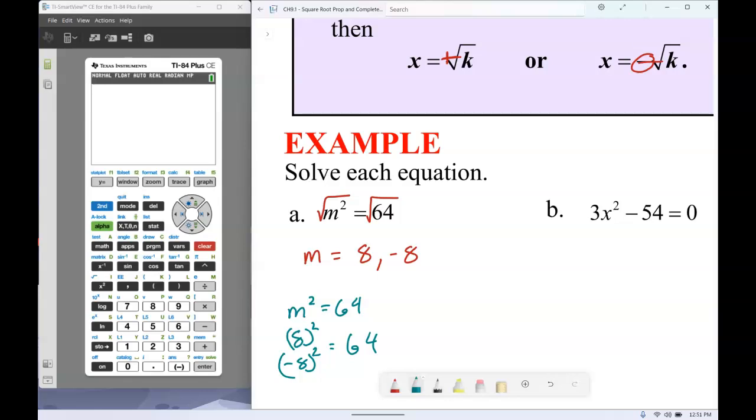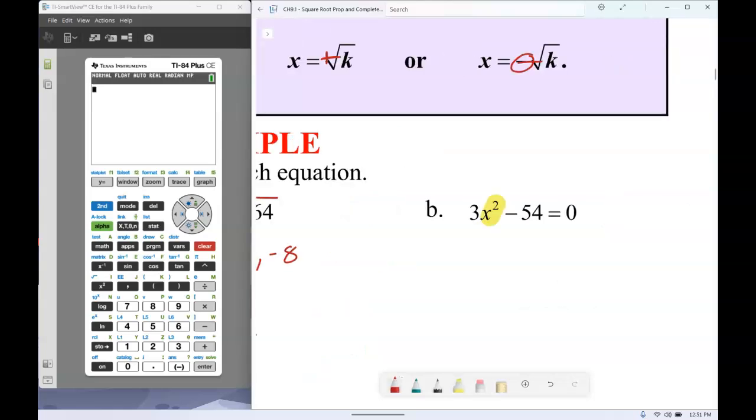Now, in order to use the square root property, whatever is being squared has to be isolated. So right now with x squared, I've got other stuff. I've got coefficients and I've got constants. I need to move those first before I can take the square root. So what do I move first? The 54. So we'll add 54 to both sides. Then what? Divide by 3. What is that going to give me? 18.